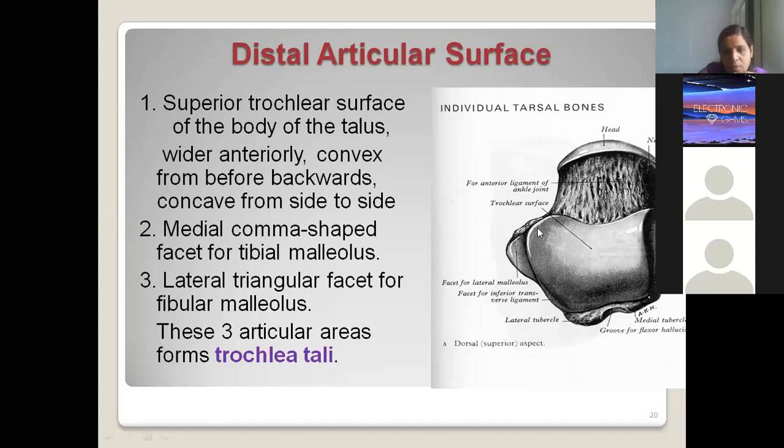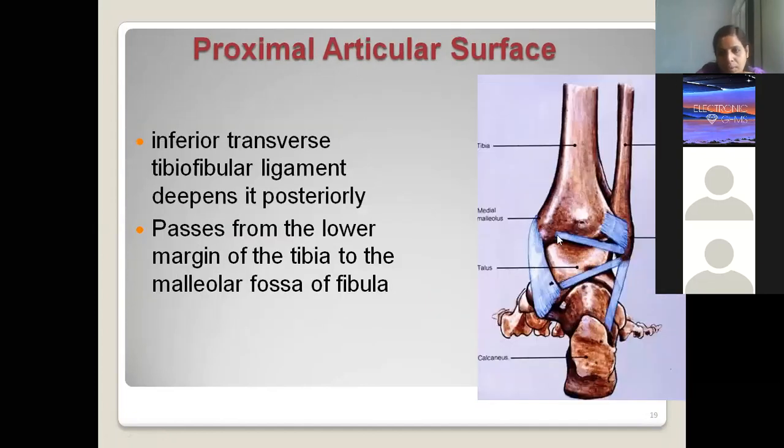Okay. The parts which are important and related to the ankle joint, I already told you. You have to talk about this trochlear surface or the superior articular surface of the talus bone. The medial comma-shaped facet is for medial malleolus. Lateral triangular facet is for lateral malleolus of fibula. Okay, that's how these two bones come and fix.